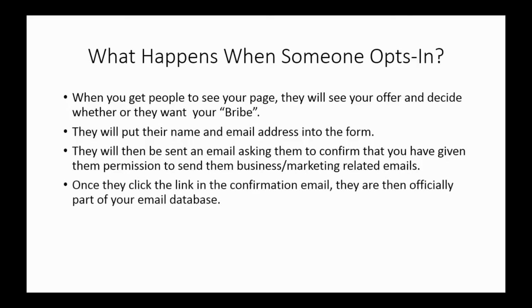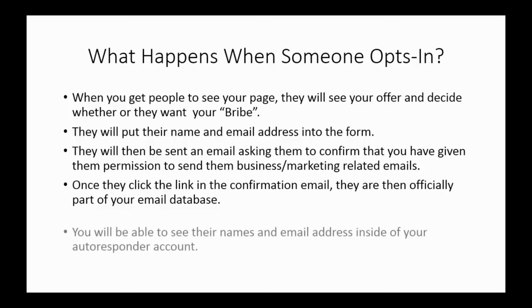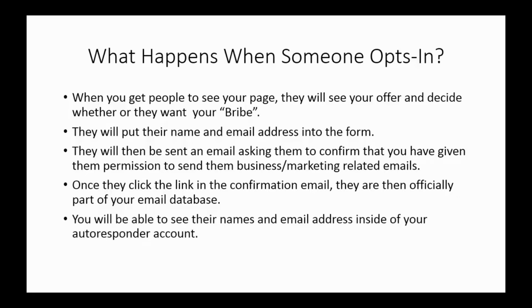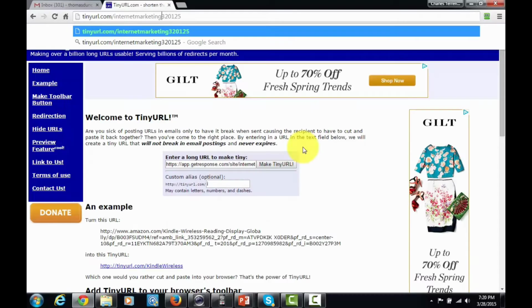Now, once they click the link in the confirmation email, then they're going to be officially part of your email database. Now, you will then be able to see their names and email addresses inside of their autoresponder account, and then you can begin to send them marketing emails. Now, let's see this in action.